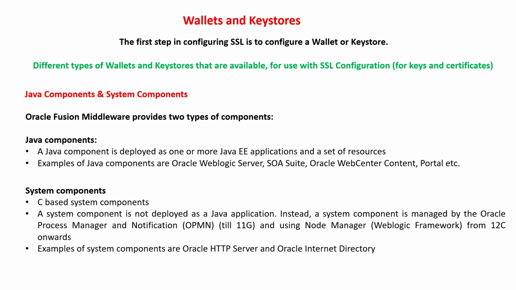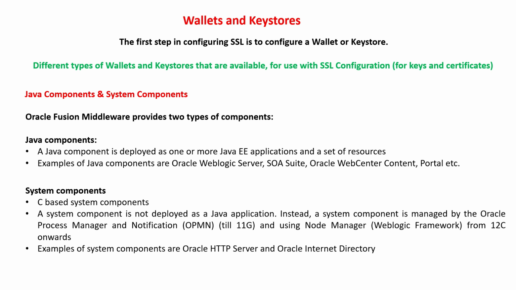Right. Now, second is the system component. System components are built differently than the Java component, and we call them system components because they are not completely built on Java. The first definition you will see is C-based system component. What I understand from this is that a system component of a particular software is built on the C language as well. That means it is not completely built on Java.